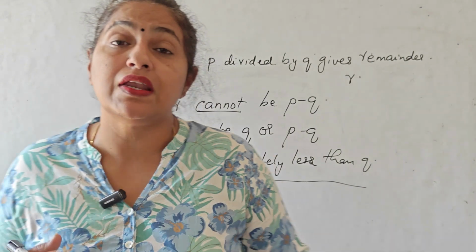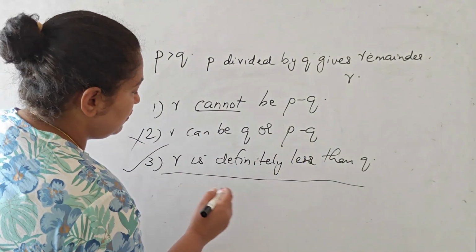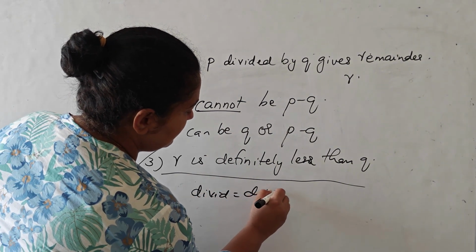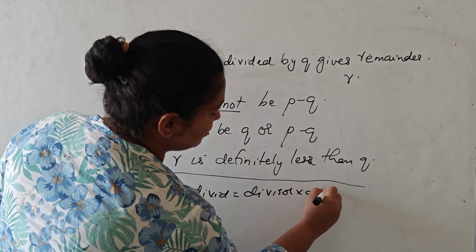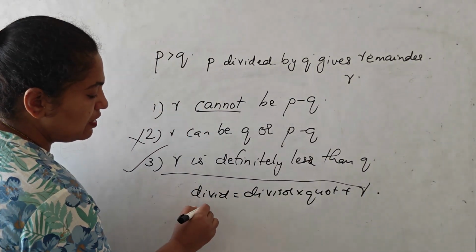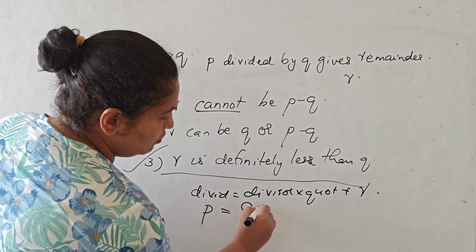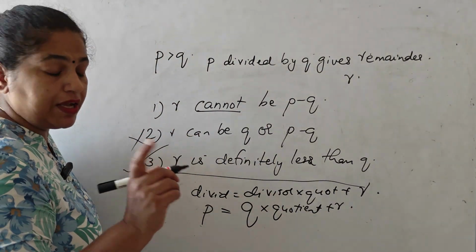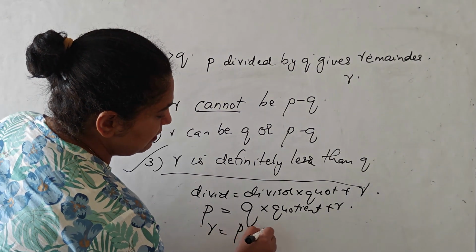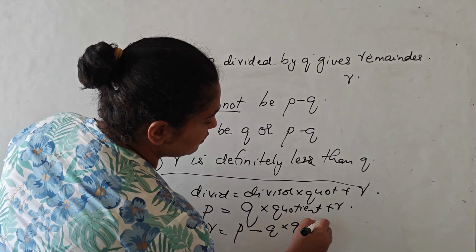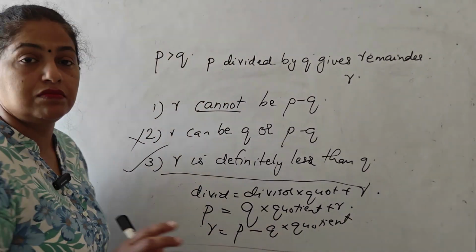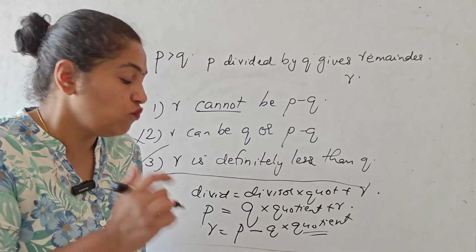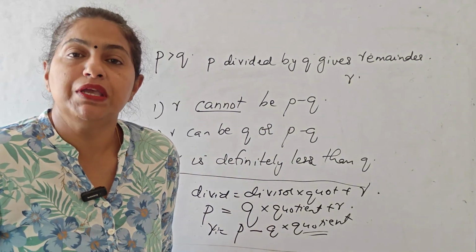So how do we decide whether R can be P minus Q? You know that dividend is equal to divisor into quotient plus remainder. So here our dividend is P, divisor is Q. I am writing the quotient as such, plus R. Fine. Now what is our R equal to? P minus Q into quotient. Correct. Now if the quotient is 1, what happens to the remainder? It becomes P minus Q.